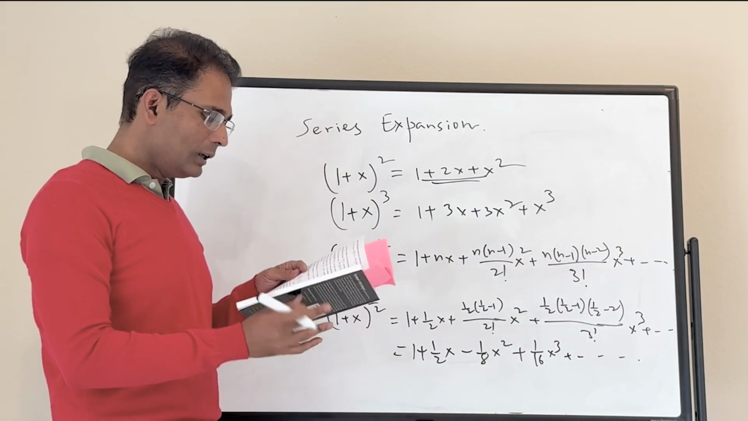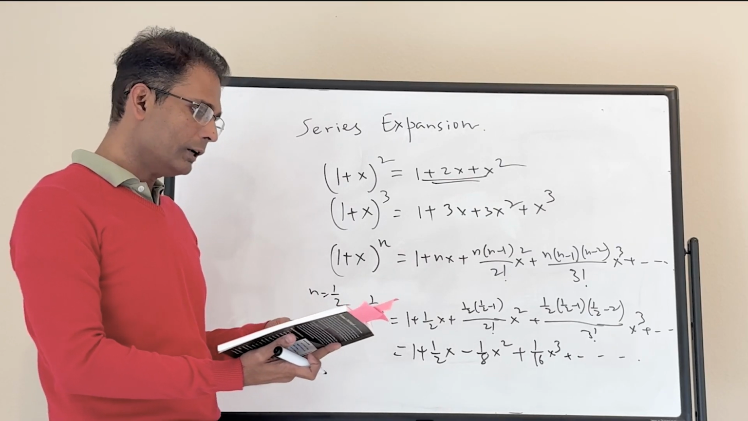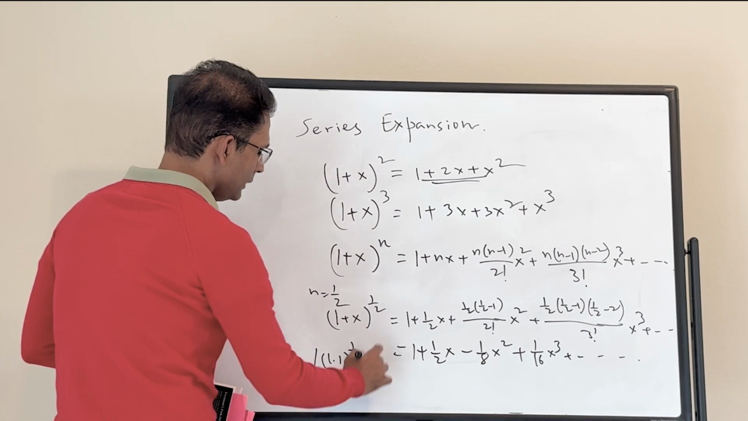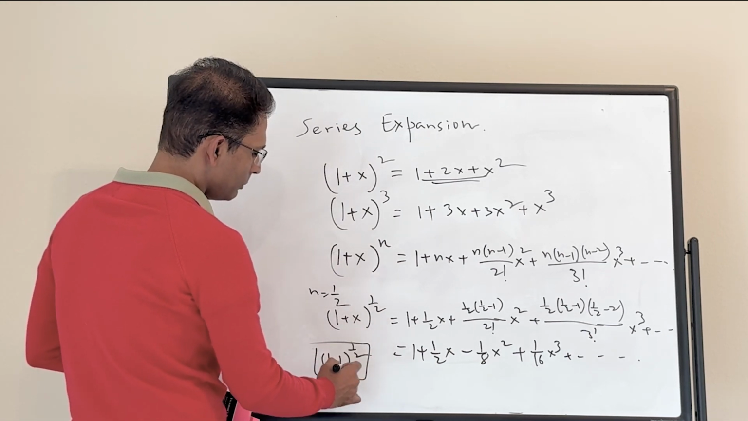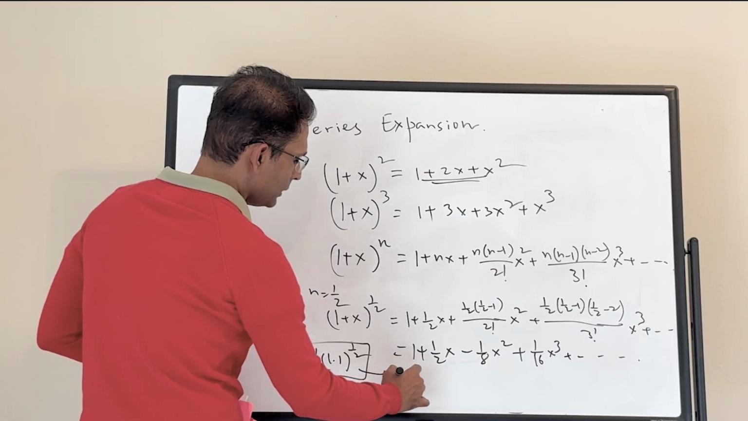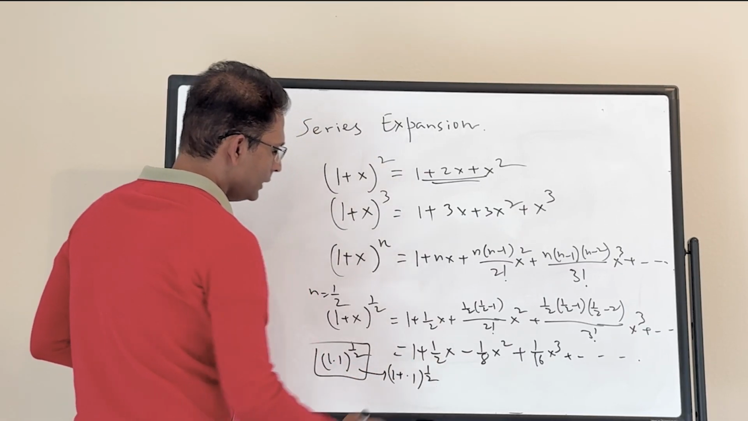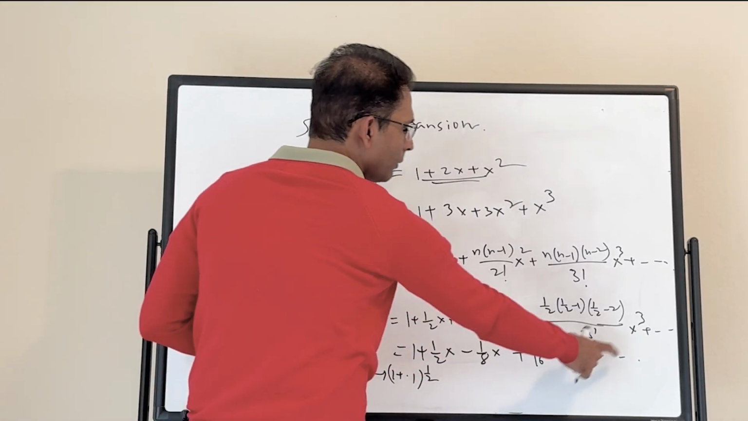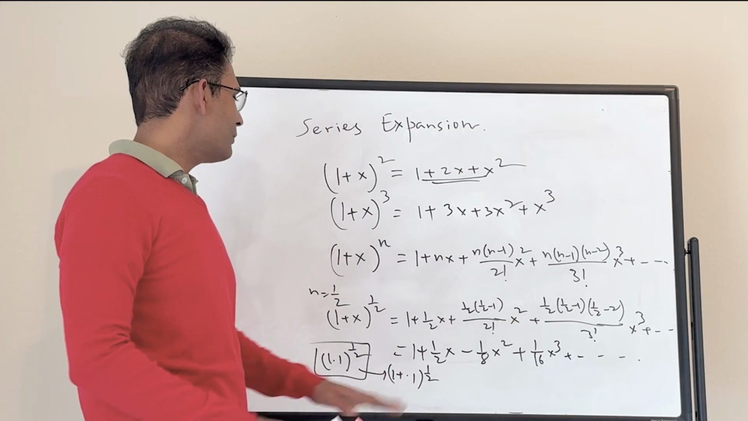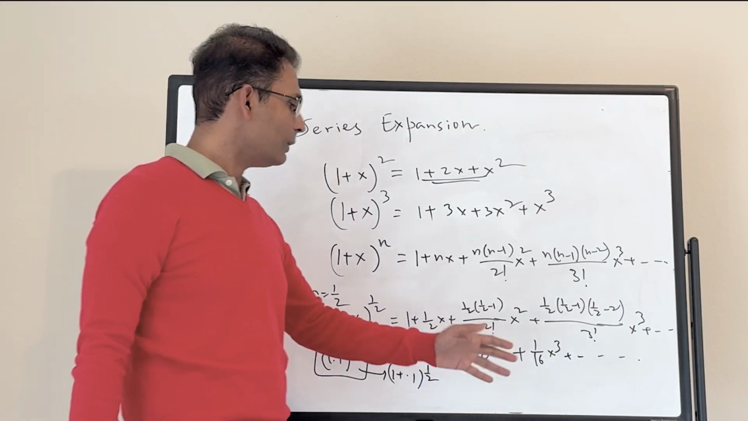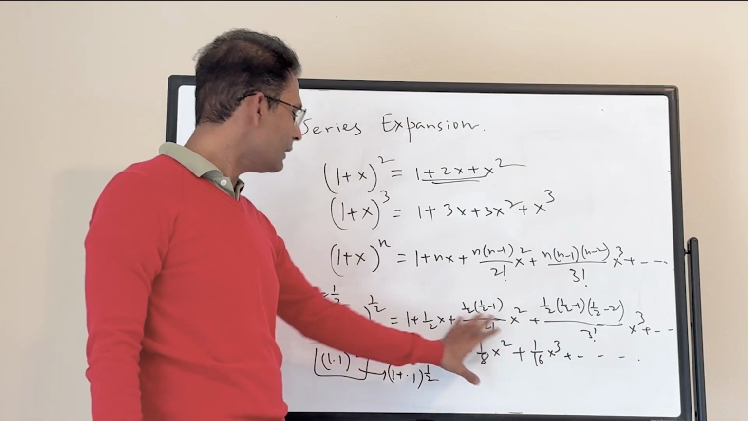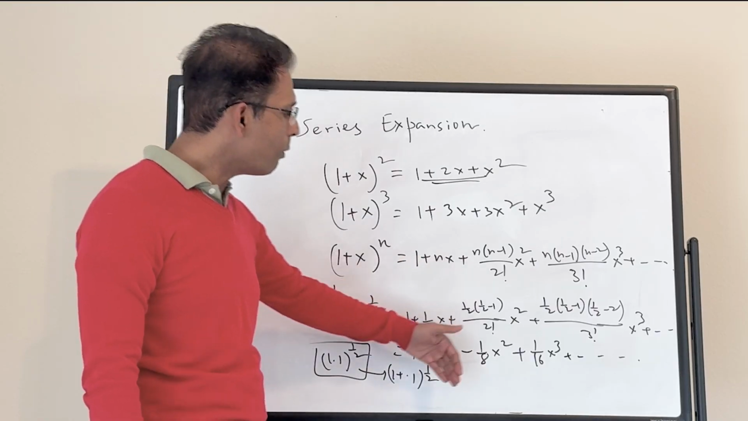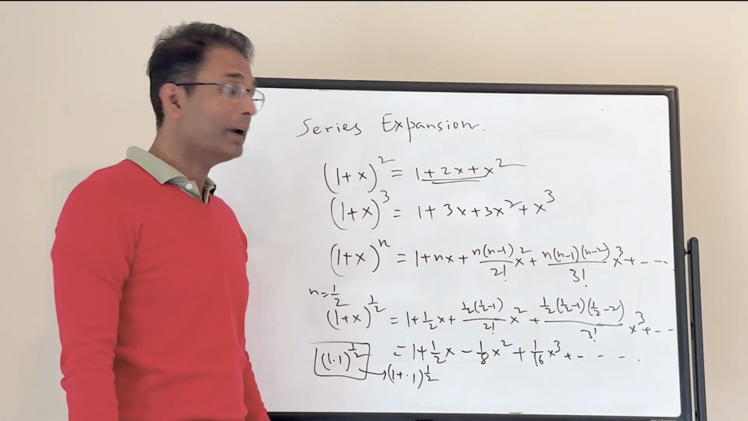And you can check that this is true by trying to evaluate, say, 1.1 to the power half. Suppose you're trying to calculate that, so you can write 1.1 to the half as (1 plus 0.1) to the power half. So you have 1 here, and x is 0.1, so you can plug in x equal to 0.1 in all these terms. If you keep, let's say, up to three terms, you'll get a number which is very close to the actual value of 1.1 to the half, and the more terms you add, the better the approximation.